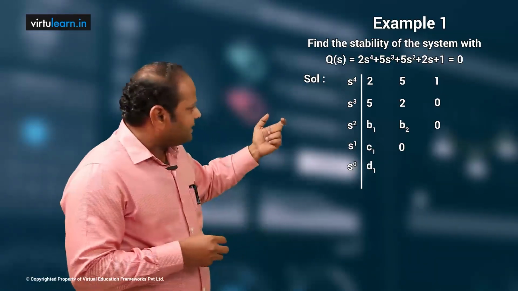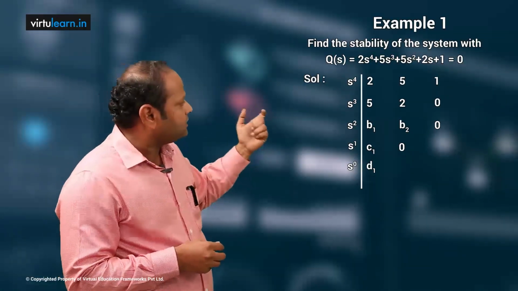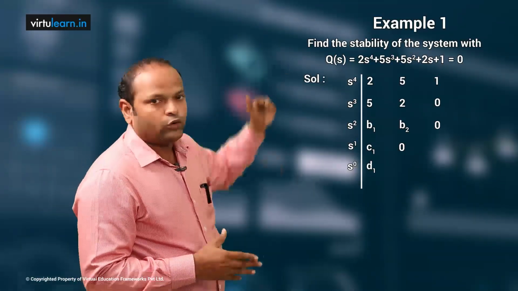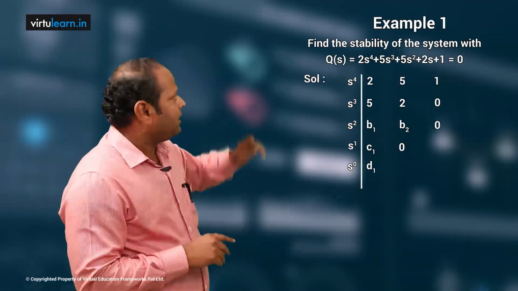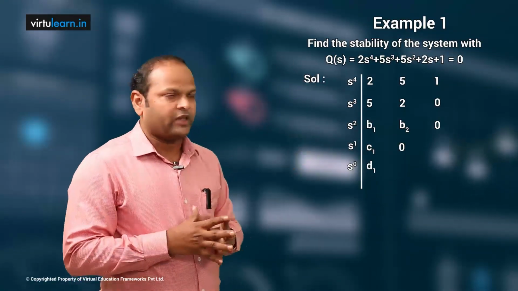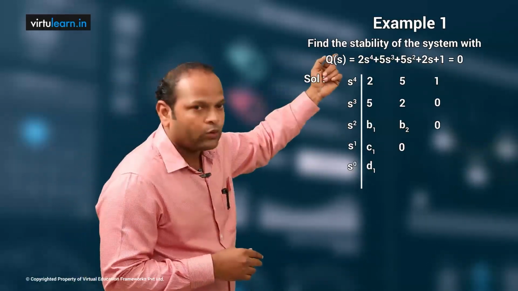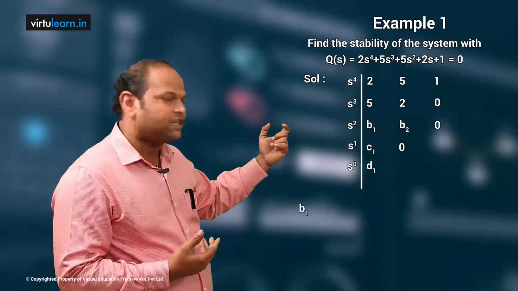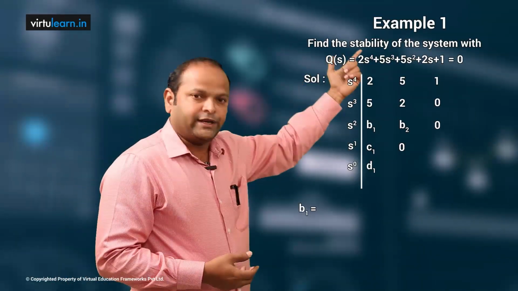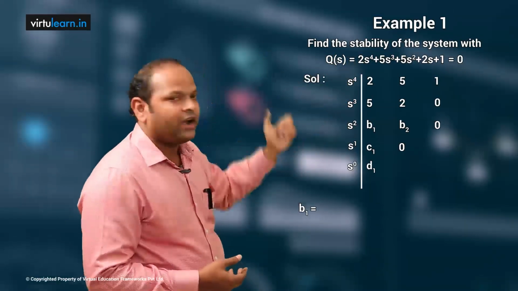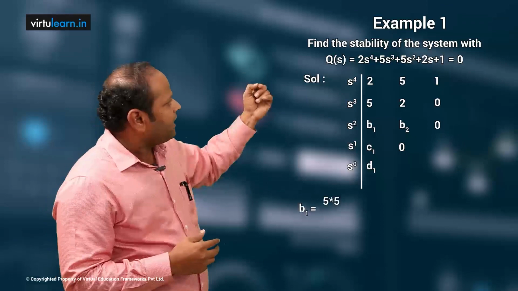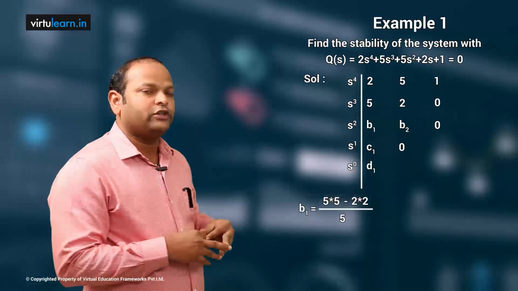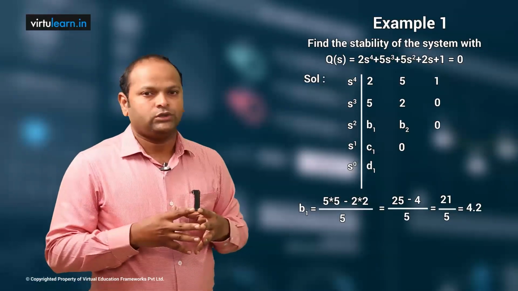Then the next is s square. If you want to find the s square row elements, look at how to calculate this. From the above 2 rows, 4 elements I should take. What are they? 2, 5, 5, 2 I have. That means I have A0, A1, A2, A3. We know the formula to calculate this. This is something like B1. What is the B1 calculation? It is A1 A2 minus A3 A0, divided by A1. Now here 5 into 5 minus 2 into 2, divided by 5. If you do the calculation, you will get 4.2.